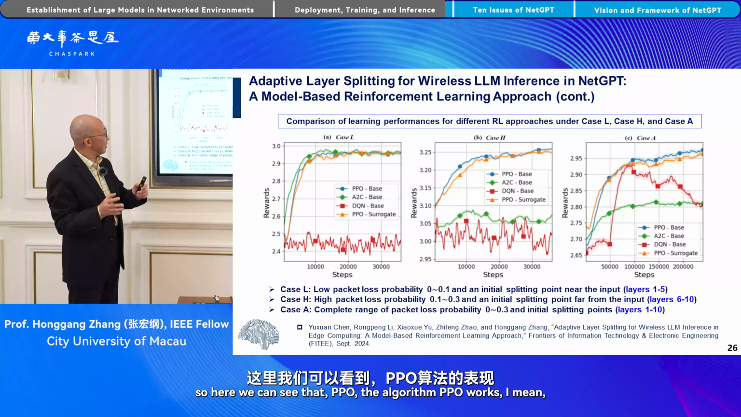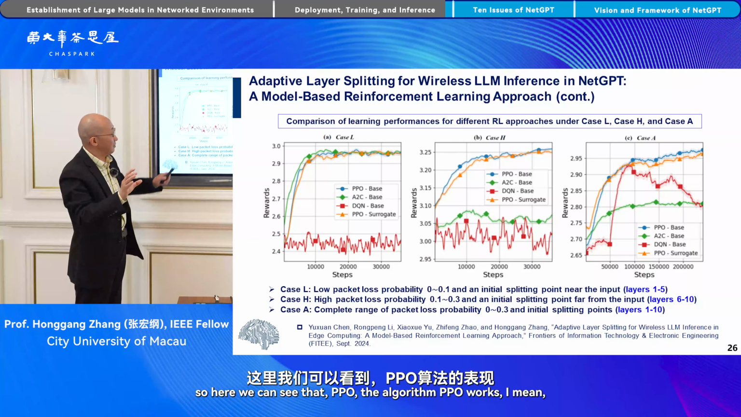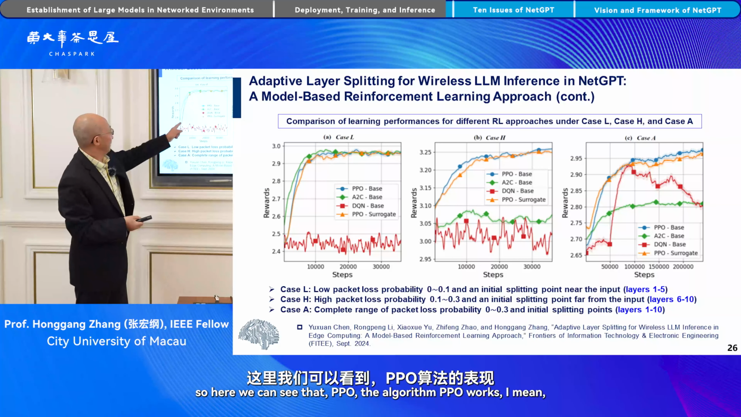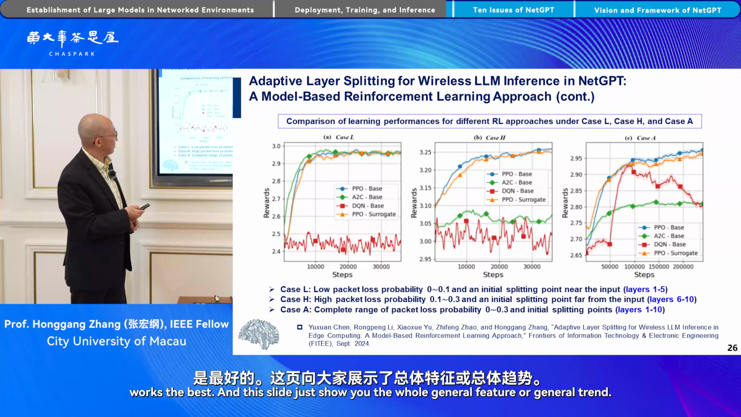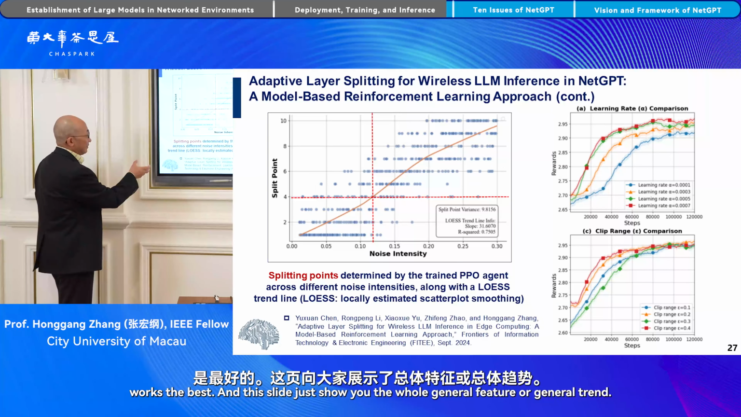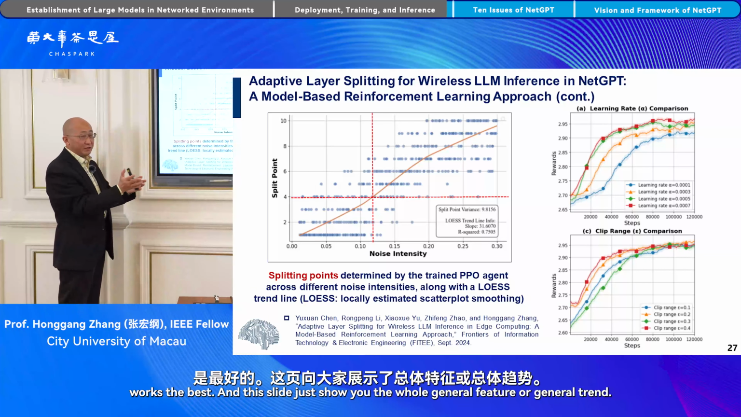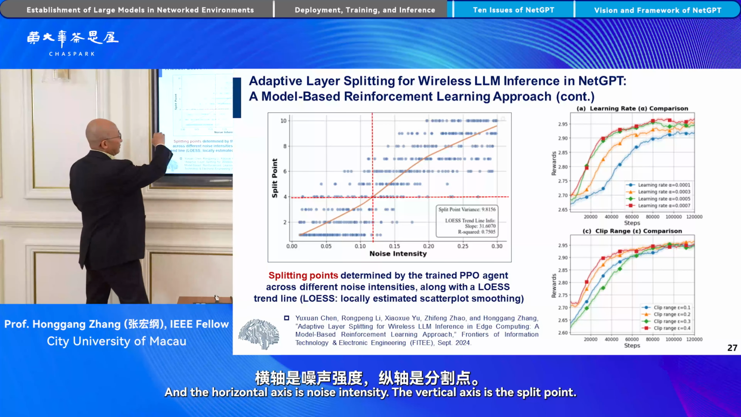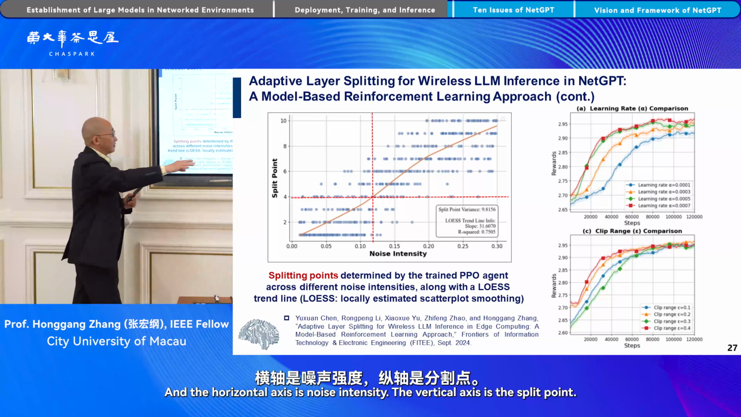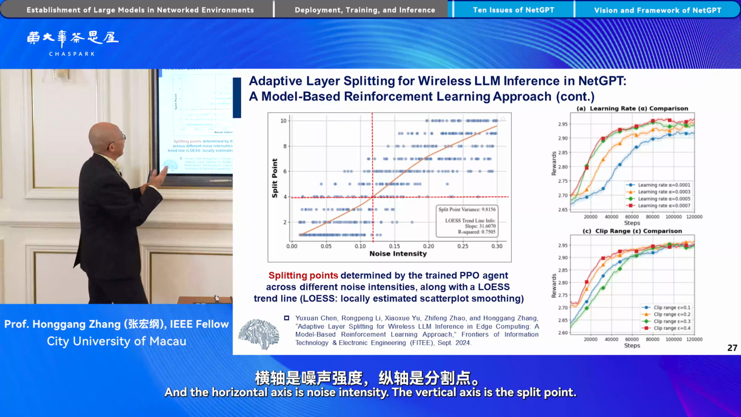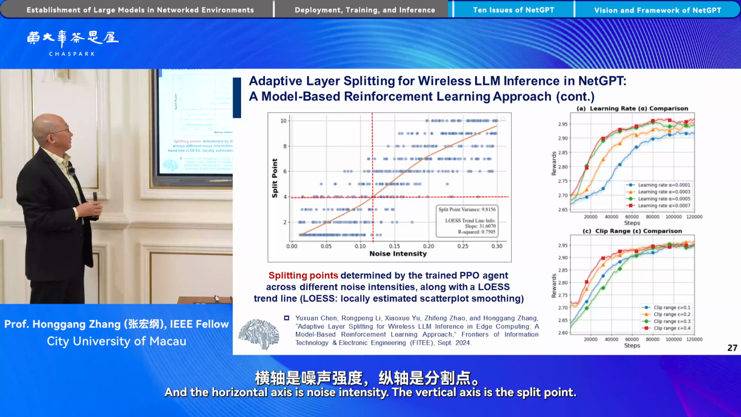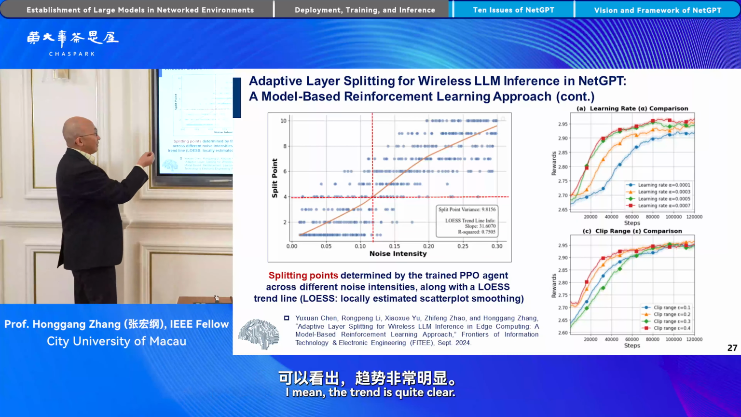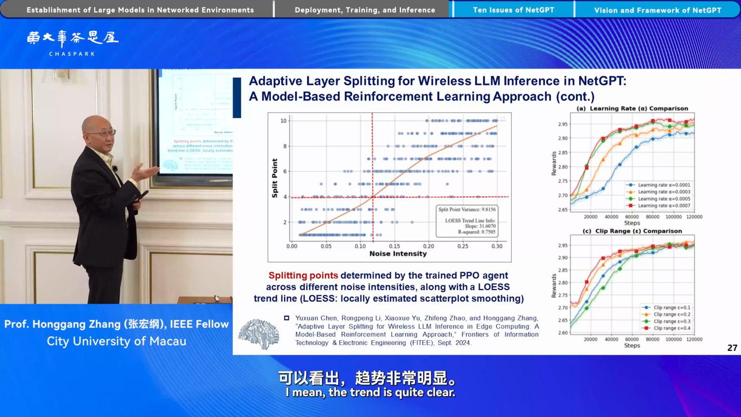So here we can see that the PPO algorithm works the best. This slide just shows you the general trend. The horizontal axis is the noise intensity, and the vertical axis is the split point. The trend is quite clear.